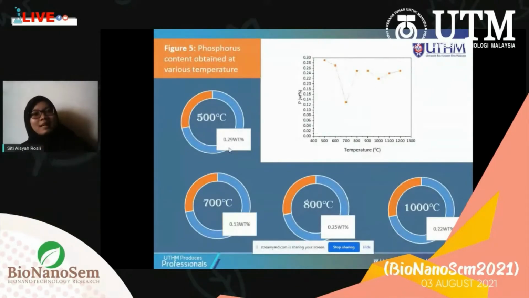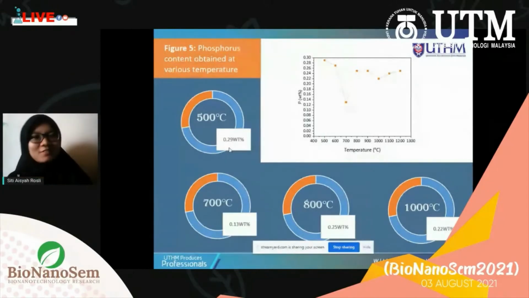Next is figure 5. Figure 5 is the phosphorus content in our Crassostrea bilineata. It also shows some reductions from 500 to 1200 degrees Celsius. Phosphorus is important for us to synthesize hydroxyapatite because our stoichiometry depends on the calcium to phosphate ratio of 1.67.